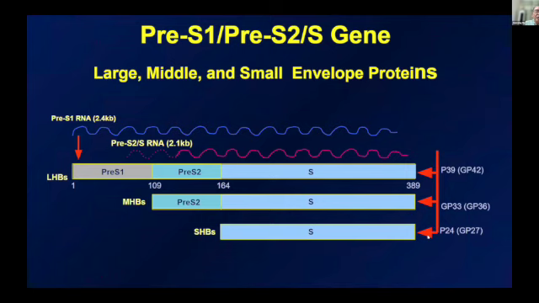This slide just shows a little bit more detail of the 3 viral envelope proteins. Again, these are produced from the 2.4 and 2.1 kb RNA. All 3 viral envelope proteins have the same S domain. In fact, the small S protein has only the S domain. But the M protein, in addition, has the pre-S2 domain. And the L protein, in addition to that, has the pre-S1 domain. Each one of these has a non-glycosylated form as well as a glycosylated form. The glycosylated form is called GP, or glycoprotein. Next, please.